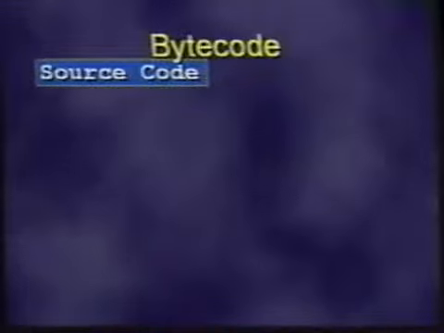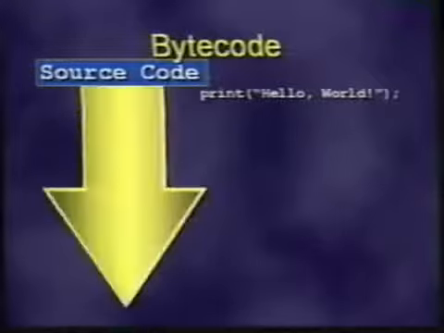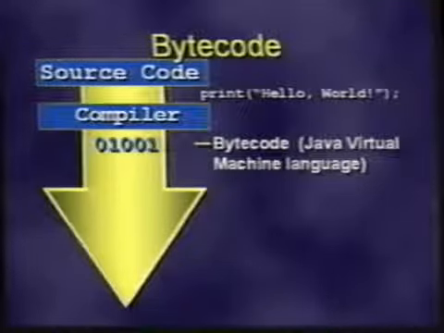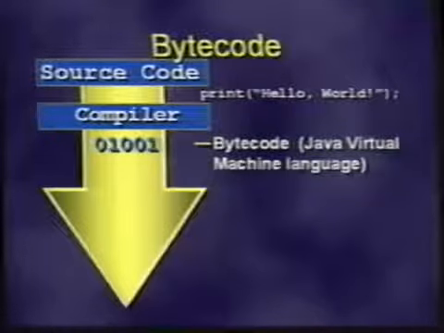Now let's take a look at the Java bytecode model. On the top of this diagram, we have the same thing. We have a source code. The source code looks like English, the same as we had in the previous model. We still have a compiler, which is the program that takes this source code and turns it into bytecode, which is the Java virtual machine language. Now, this is not platform specific. Basically, this compiler is the same in any development environment.